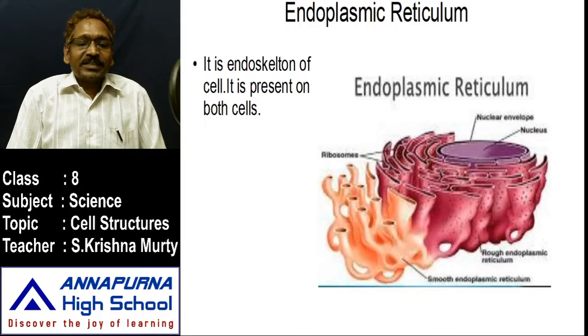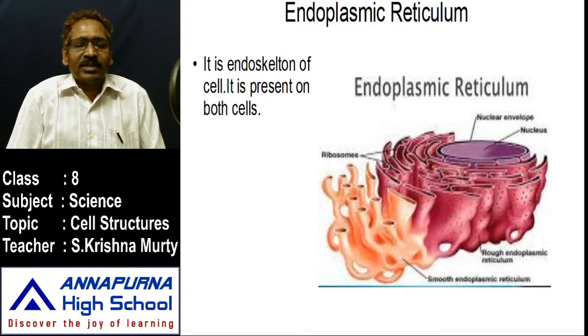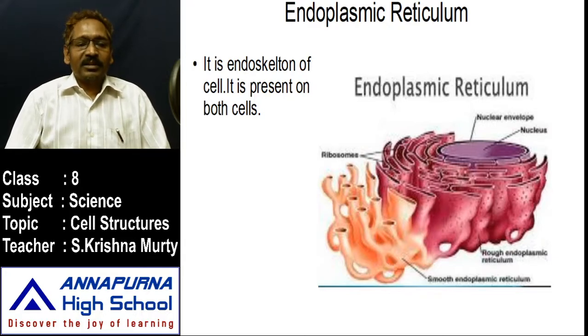It is present in the cell. It occupies all over the cells of plant cells and animal cells. So that's why you can conclude it is one kind of exoskeleton. Once you listen about the exoskeleton, what is meant by exoskeleton? We know two types of skeletons. One is endoskeleton and another one is exoskeleton.